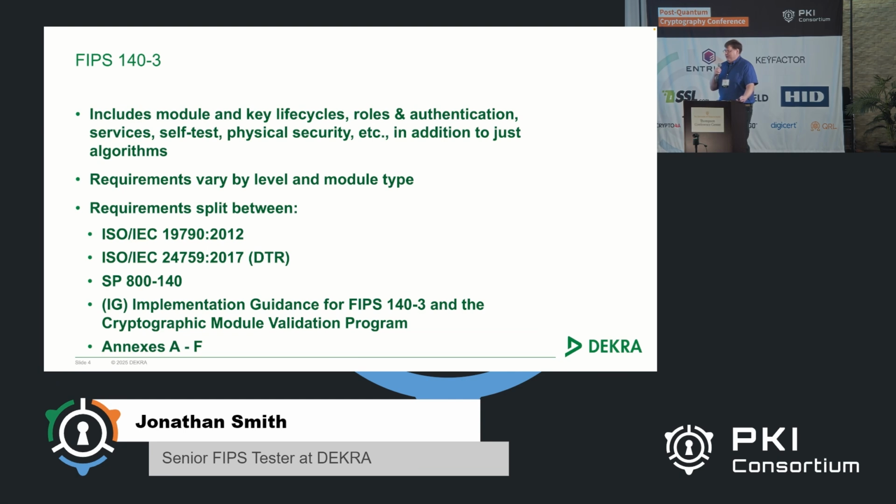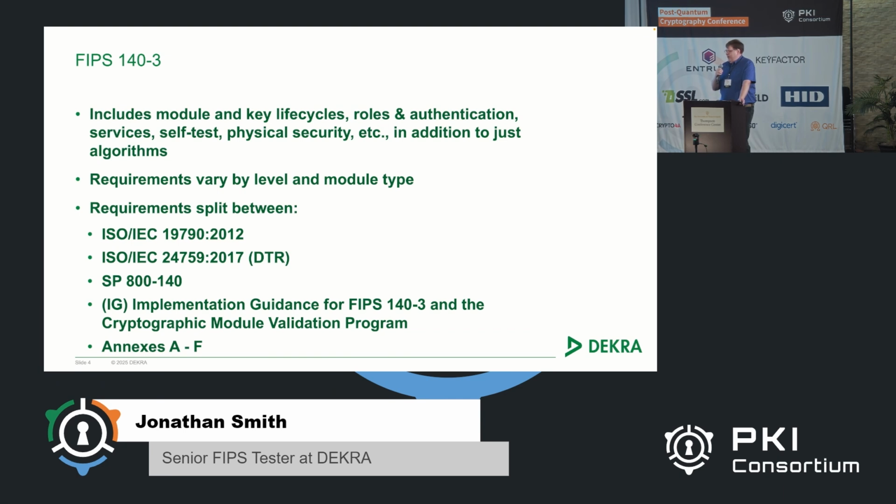The requirements are split across a bunch of different documents. The 19790 itself, then there's what they call a derived test requirements document, which takes all the shall statements out of the main document and expands them with additional requirements on what vendors need to do to demonstrate they meet the requirement and what labs need to do to verify that. Then there's a special publication 800-140, where CMVP kind of modifies and extends that DTR slightly with some additional requirements. We have an implementation guidance document, which is very frequently updated and provides programmatic specific guidance on how to meet various requirements. That's where things get more detailed about specific algorithms or specific scenarios.